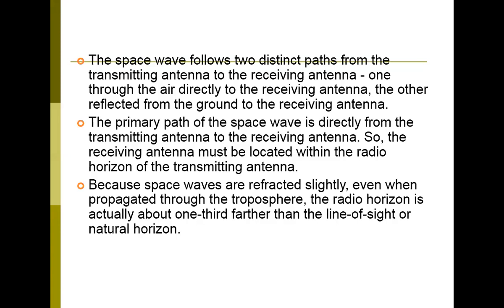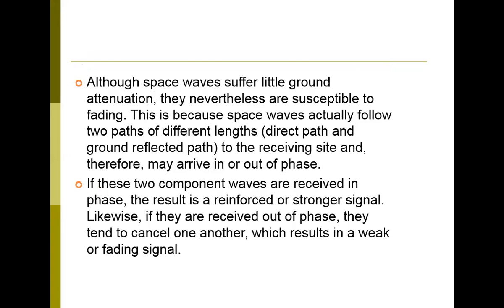So receiving antenna must be located within the radio ray horizon of the transmitting antenna, so that signal has to reach it in the efficient way with less attenuation. There is a small attenuation perceived in the space waves because of ground, due to which signal may get weak or leads to fading.